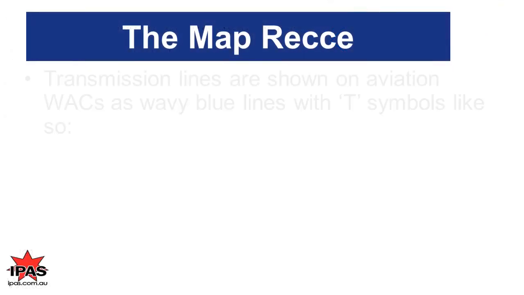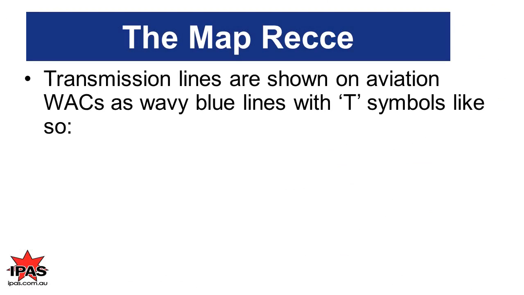So continuing on with the map recce, we look at power lines. Power lines are very important for pilots because we don't want to fly into them. But they're also very good for navigation. So on the three key aviation charts, you'll see different symbology for power lines, which is a little bit silly if you ask me. But transmission lines are shown on WACs, the 1:1 million scale charts, as wavy blue lines with T symbols. They look like that.